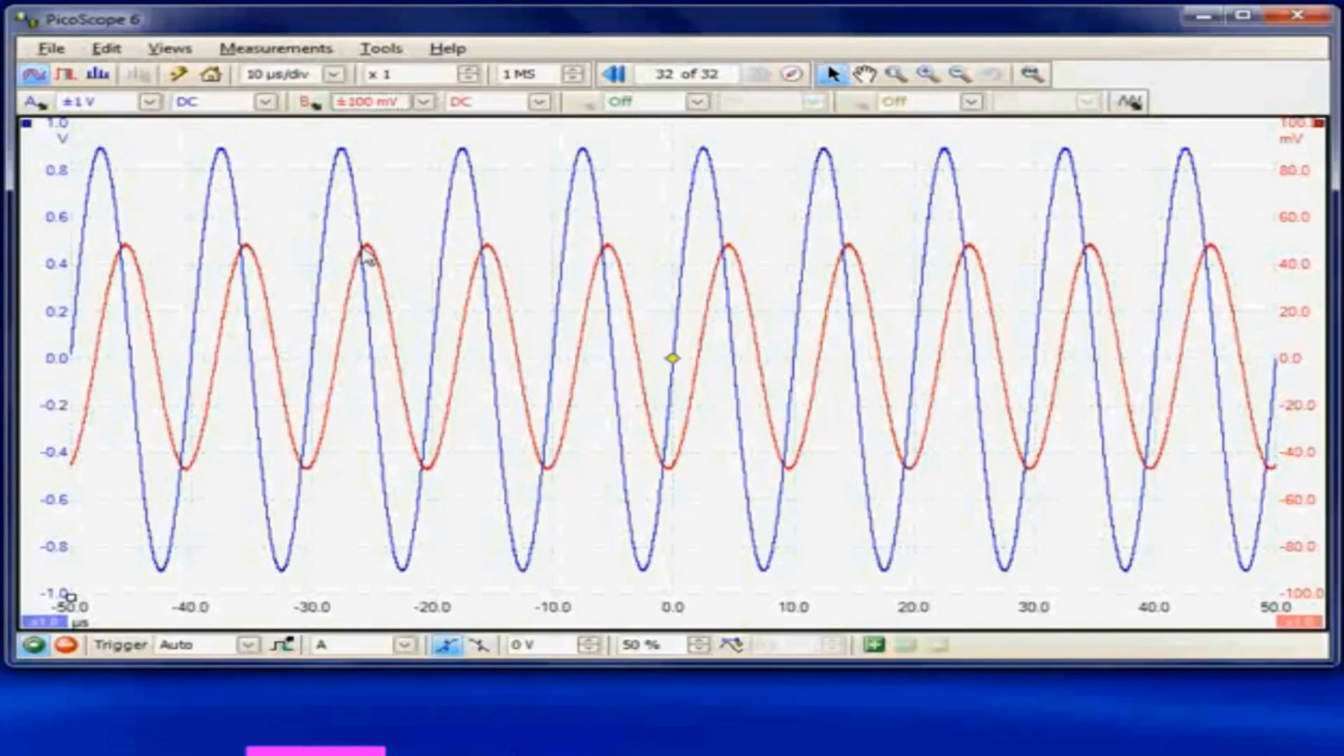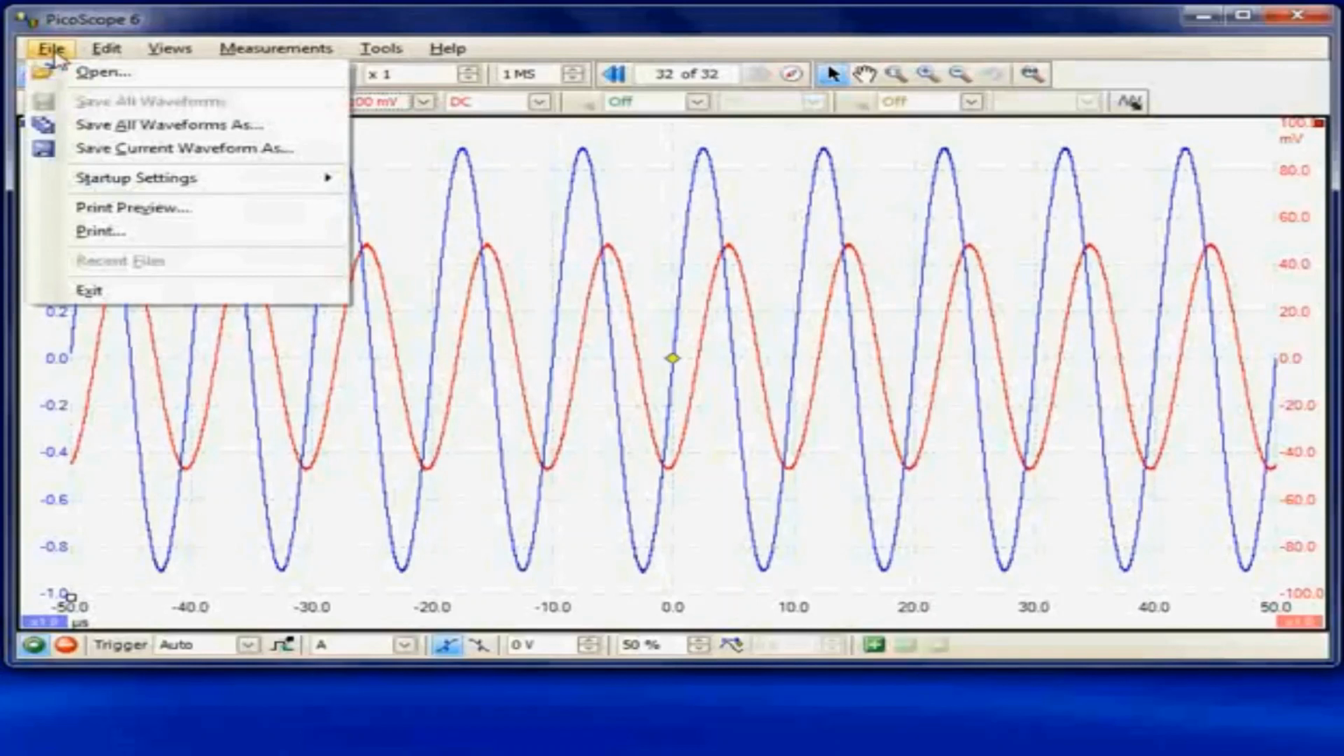Moving to the main menu bar along the top, this is a Windows pop-down menu system. So if we select File, for example, it gives a very Windows-type pop-down. Here we can open either waveforms that have been saved or any instrument setups, and similarly we can save waveforms and save setups.